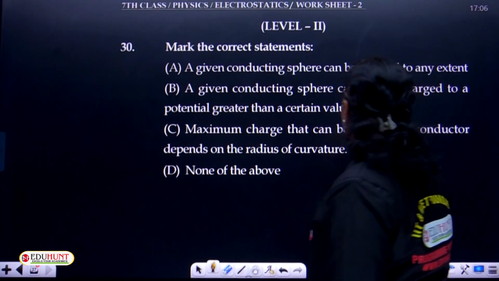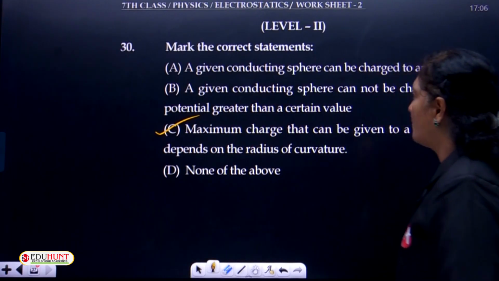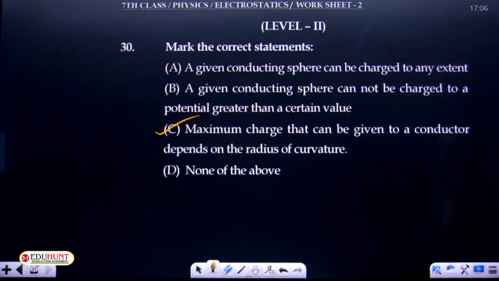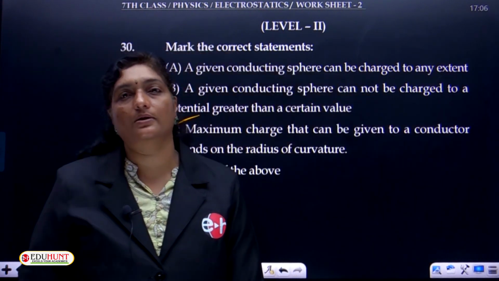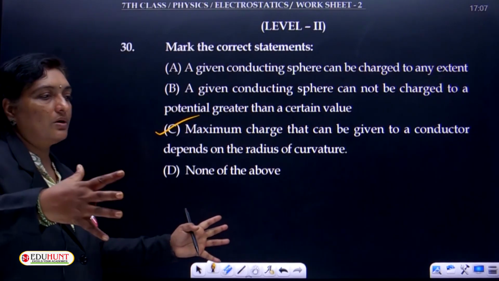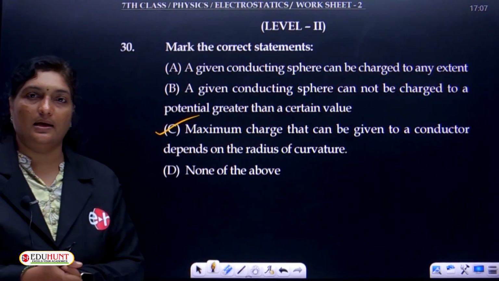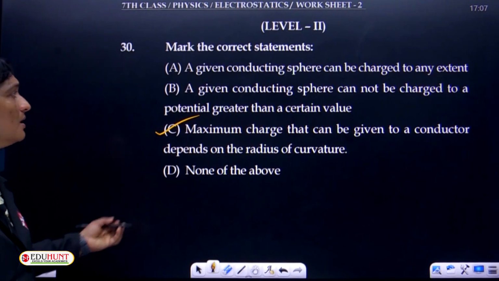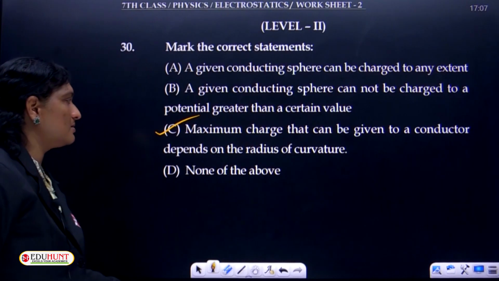Okay. So, the correct option is option C. That is, maximum charge that can be given to a conductor depends upon the radius of curvature. Because the formula for the force is given as 1 by 4 pi epsilon naught Q1 Q2 by R square, which depends upon the radius. So, more charge means more accumulation, so the spherical size must be larger. Of course, a given conducting sphere cannot be charged to a potential greater than a specific value. That also proves the same.